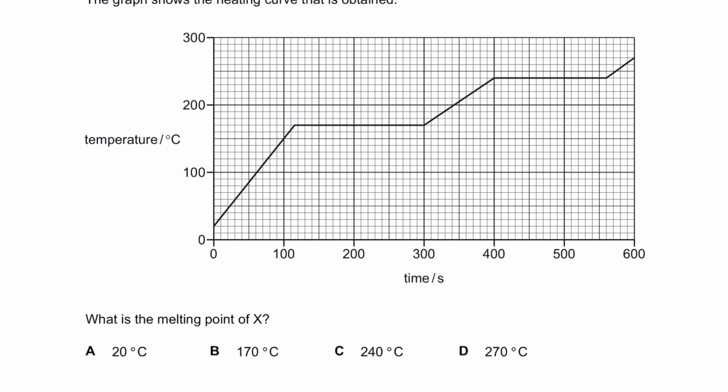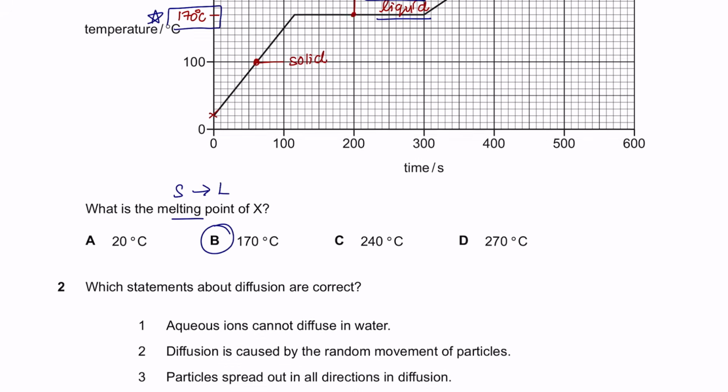So since this is a heating curve, from 20 degrees Celsius until 170 degrees Celsius, it will be solid. And then the temperature remains constant so that the solid melts to form liquid. And this here would be the melting point whereby solid turns into liquid. So the answer is B.